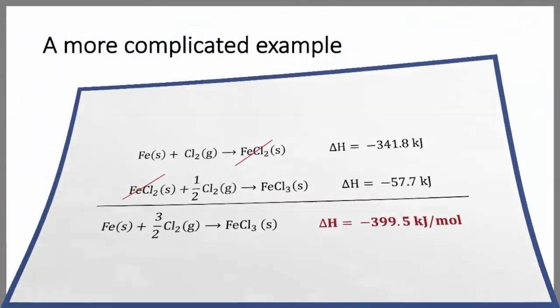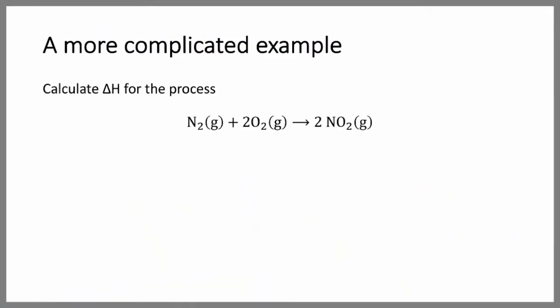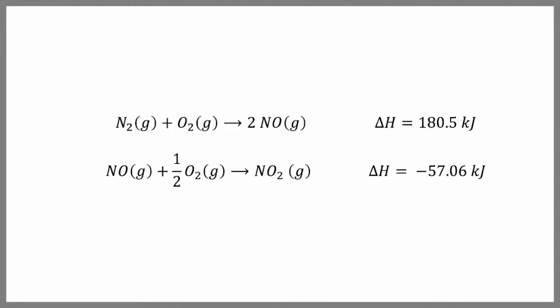Now let's look at a slightly more complicated example. Calculate the change in enthalpy for this process. Now, notice that unlike in our previous example, we're not using an enthalpy of formation reaction here. We know this because we have 2 moles of product. Well, we're going to use this information, these two equations here, that we do know the change in enthalpy for.